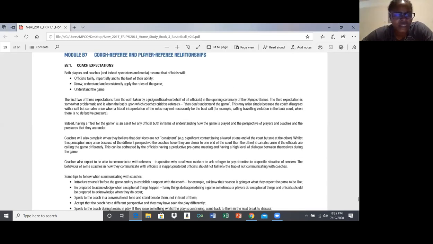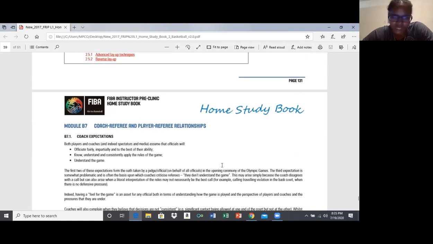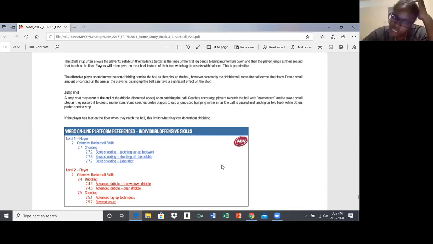The jump shot. A jump shot may occur at the end of a dribble, discussed above, or on catching the ball. Coaches encourage players to catch the ball with momentum and to take a small step as they receive it to create momentum. Some coaches prefer players to use a jump stop, jumping in the air as the ball is passed and landing on both feet, while others prefer a straight stop. So a straight stop is just mainly stepping into the shot and establishing a pivot foot early. If the player has feet on the floor when they catch the ball, this limits what they can do without dribbling, which is mainly about the straight stop.